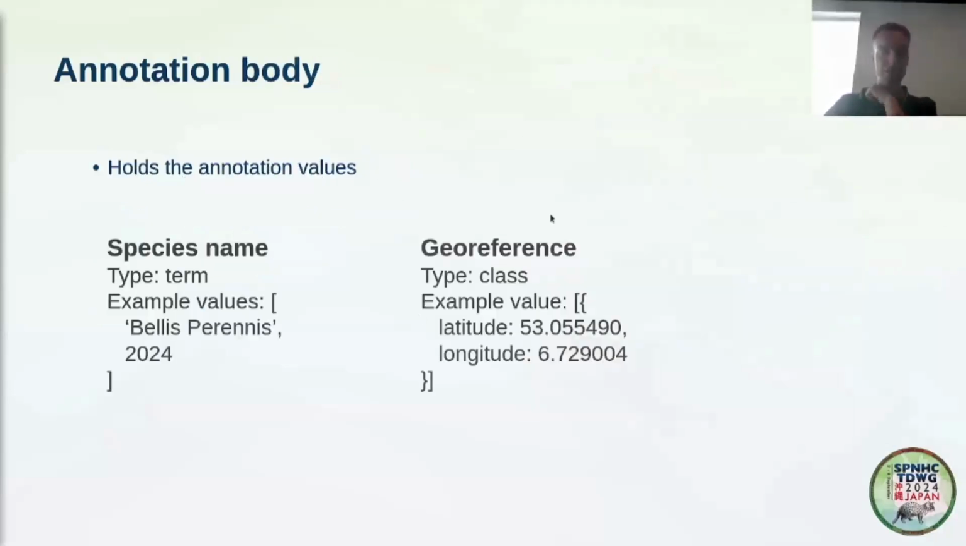The annotation body holds the values for a term or class that is annotated, and a value for a term is always a simple type, like a string or a number as you see here. A value for a class is always an object, holding values for all the terms inside a class that are annotated, like the georeference holding the latitude and longitude. Values are always held in a list, allowing multiple strings or objects to be present.